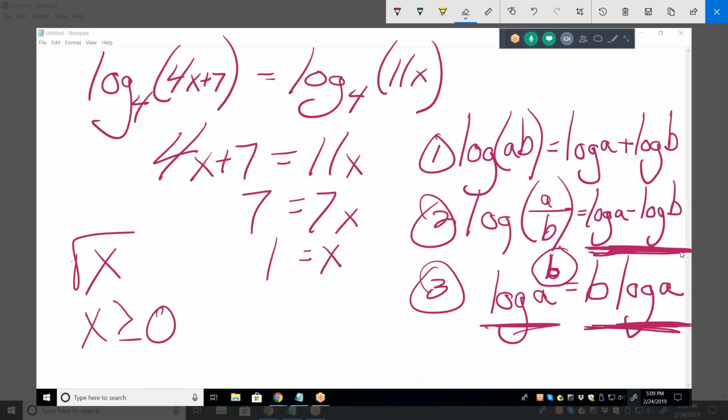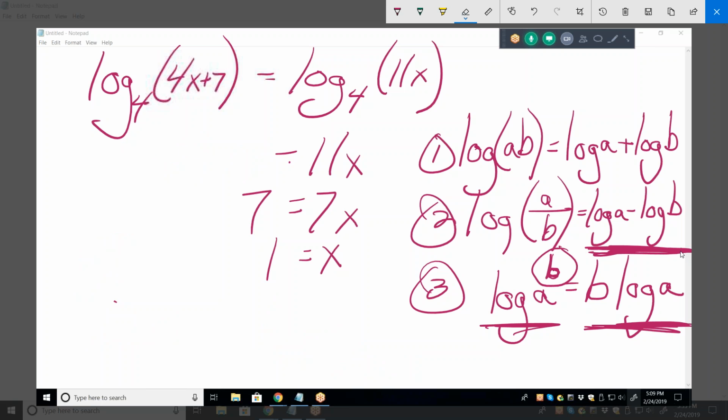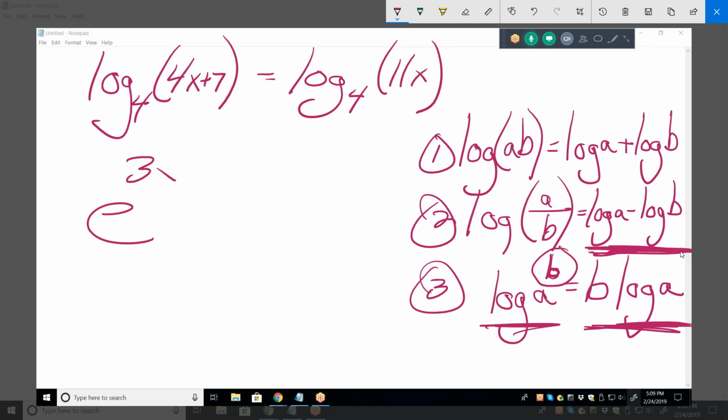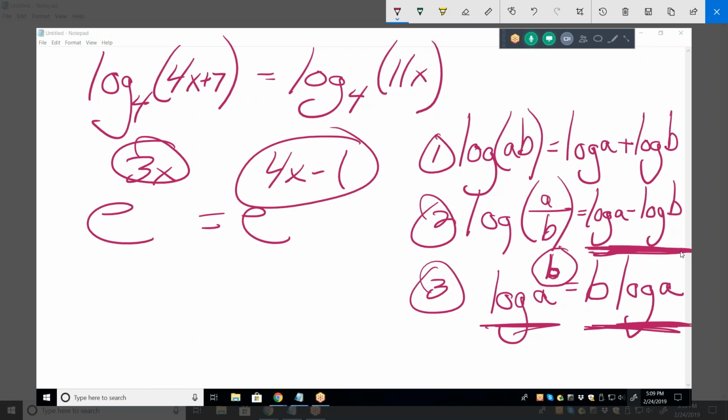This is based on the principle that it's kind of like the following. If I said to you, e to the 3x equals e to the 4x minus 1, well, there's nothing special here. They're both e's. That means that this has to be equal to that. And that's all you're doing in that problem there.